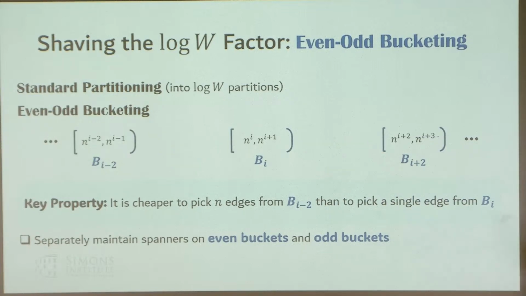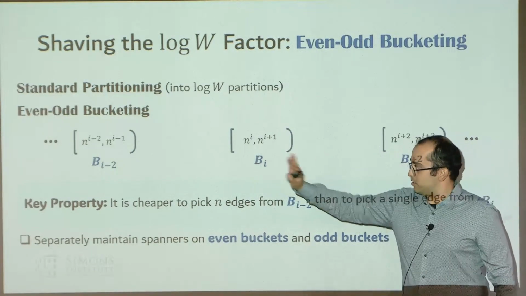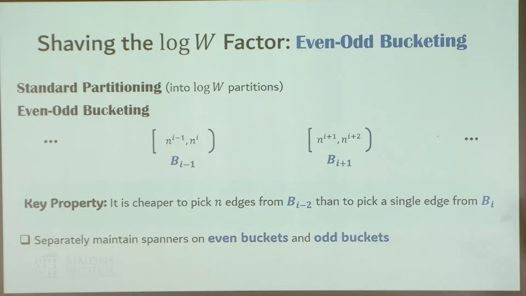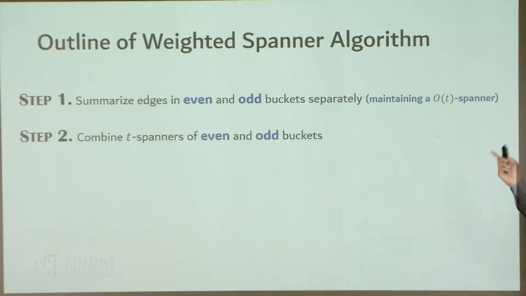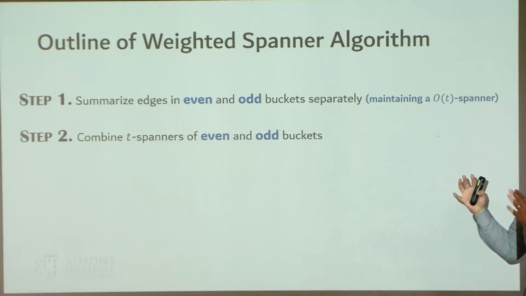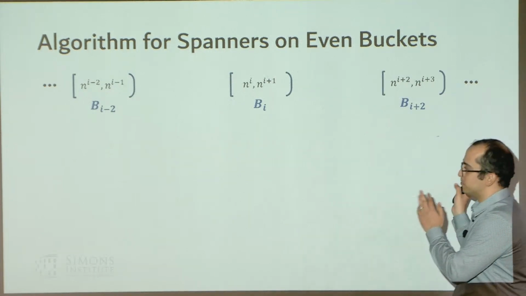So let's say if i is even, first I just consider the edges in even buckets and try to find a spanner over them. And then I consider the odd buckets and find a spanner over them and combine them. So this is basically what I'm going to do: find a spanner on even and odd buckets separately, and at the end of the stream, I just combine them. So let's see how it works for even buckets, and it's similar for the odd buckets.